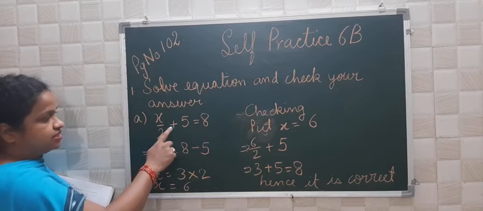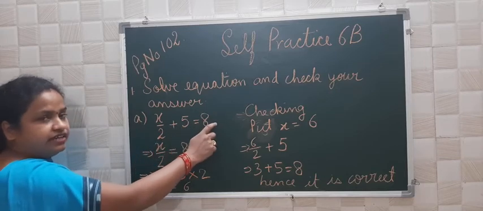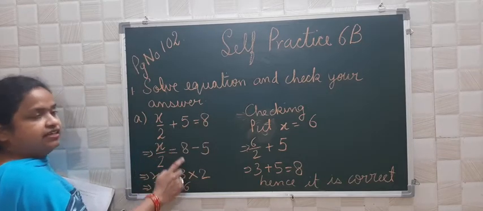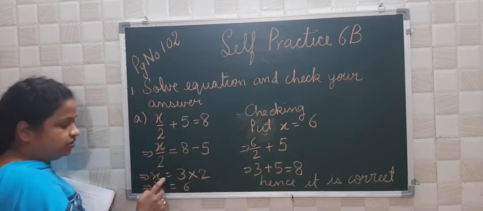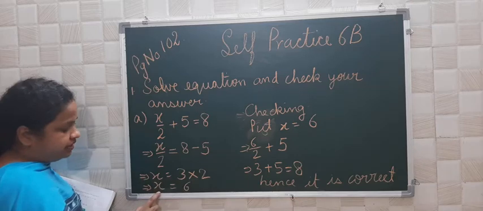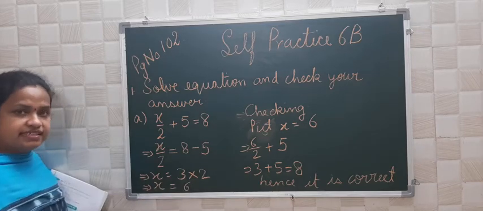See, firstly you have changed the position of 5, 8 minus 5 is 3, and in x by 2, this 2 will be multiplied by 3. So x is equal to 3 into 2, and therefore x is equal to 6.